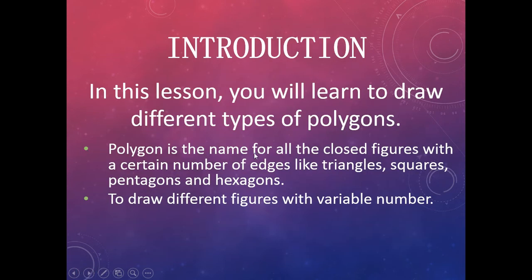Now, in this lesson, you will learn to draw different types of polygons. And what are polygons? Polygon is the name for all the closed figures with a certain number of edges, like triangles, squares, pentagons and hexagons. For example, a triangle is a closed figure with 3 sides. A square is a 4-sided figure, it is also a closed figure. You can draw rectangles, pentagons with 5 sides, hexagons with 6 sides. You can draw any shape figure.